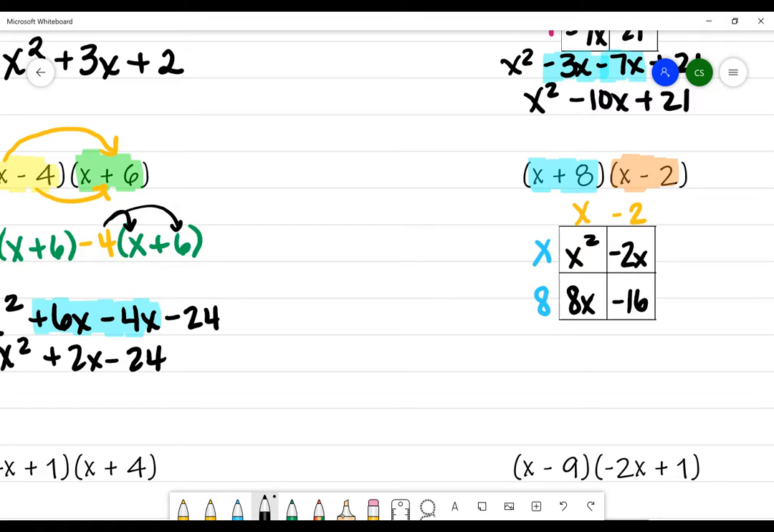Now I just bring them all down and write them all out. x squared, not changing my signs. Do I have like terms? I do. -2x and +8x. So -2 plus 8 gives me a +6x. And I bring down my 16.